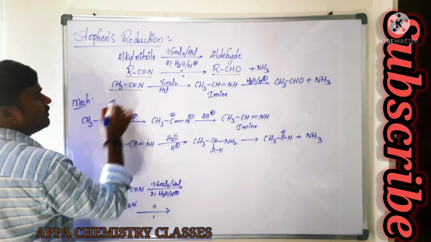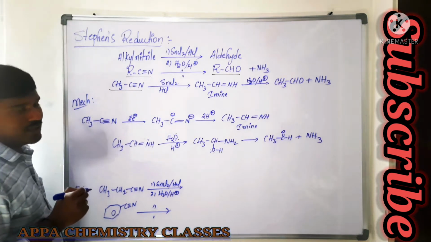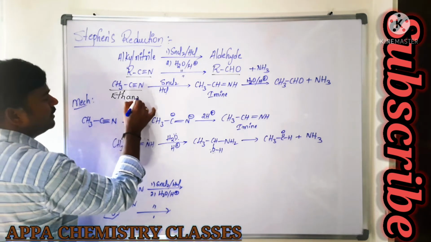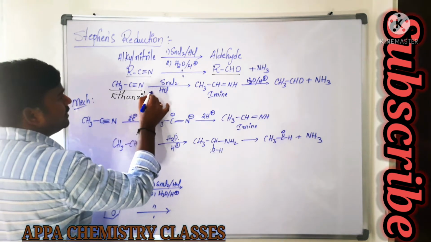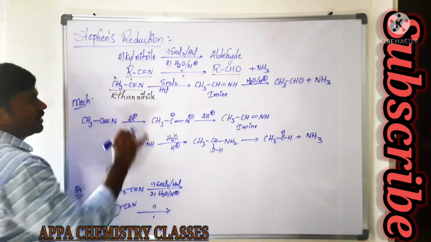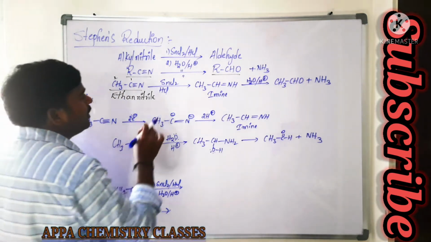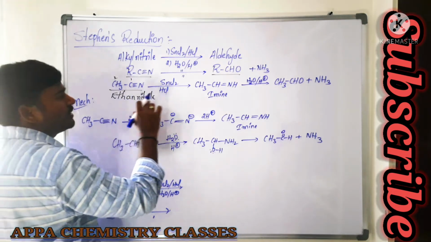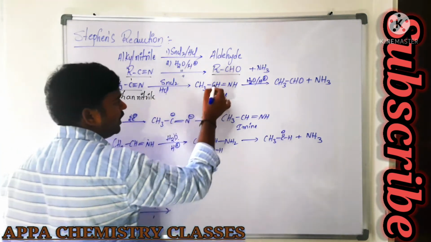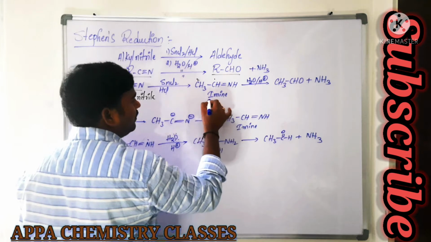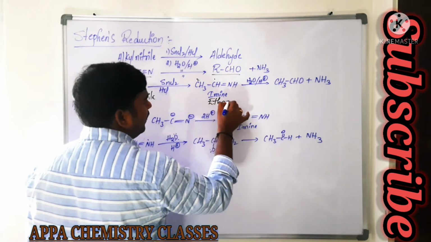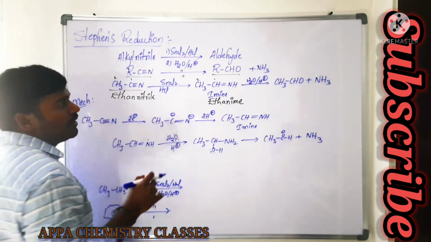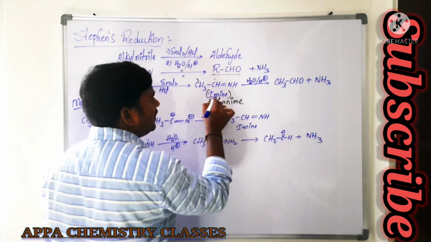Now here I am taking methyl cyanide. Its IUPAC name is ethane nitrile. Two carbons are there. Now whenever it reacts with SnCl2 and HCl, then what happens? It forms the imine. What imine is it? Ethanimine. Okay? So that ethanimine is formed.